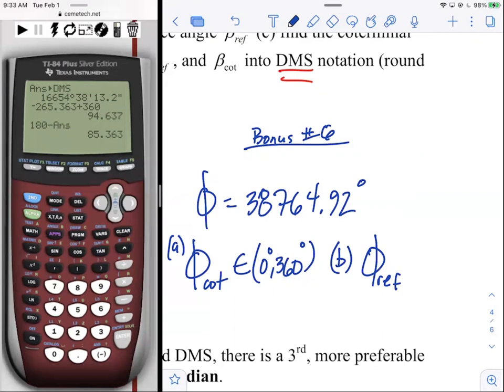All those coterminal angles, they have the exact same reference angle. Did y'all know that? Every single coterminal angle, which there's infinitely many of them, they all have the exact same reference angle. There's only one reference angle. Okay.